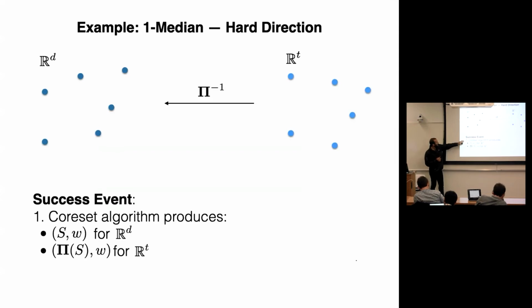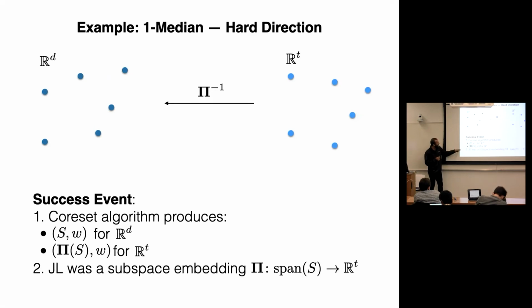So one is I'm assuming that I run my coreset algorithm, it succeeds on the original data, and I'm also now imagining for a second that it happens to be the case that the coreset algorithm applied to pi of S is also a coreset for the JL dataset. Okay, if that was true and JL was a subspace embedding between the coreset, the span of S, and R^T, then I need to tell you how to peel back the solution. Okay? And this is where I'll set T to be the size of S divided by epsilon squared. The point is that now it depends only on the size of the coreset, not on N or D.